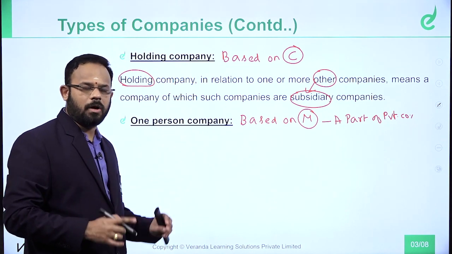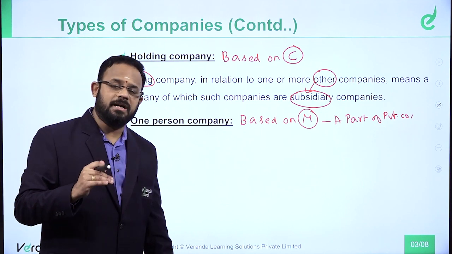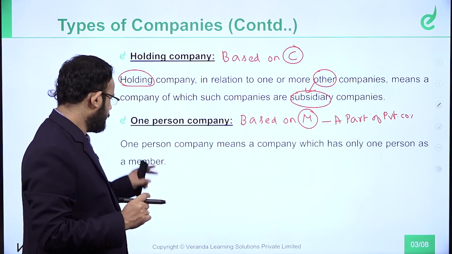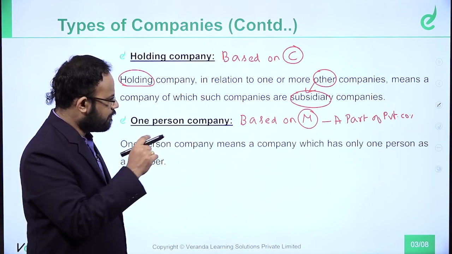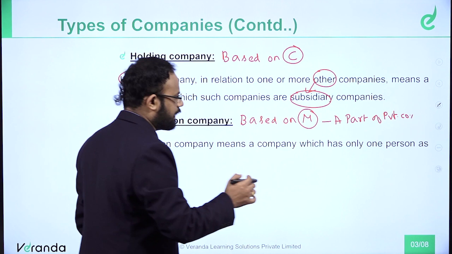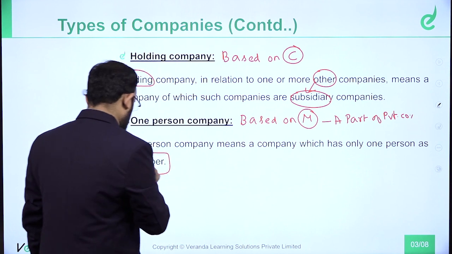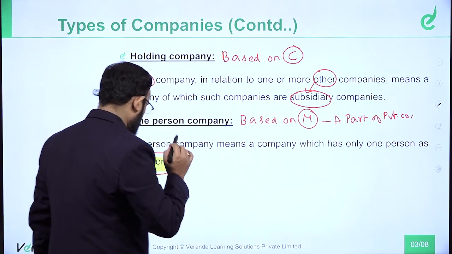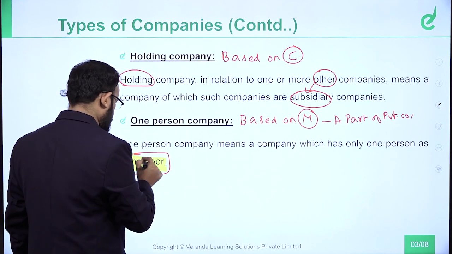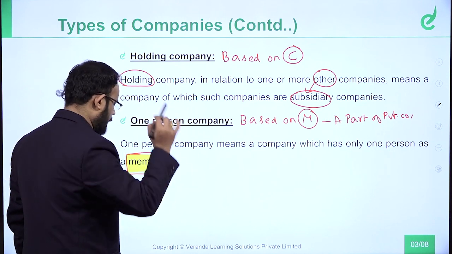One person company means what? Only one person as member, not director. Directors can be up to 15. In one person company, the member is going to be one. See the point here. One person company means a company which has only one person as member. So the keyword that I will underline is member. Members are different, and other things like directors are going to be different. So the point is very simple. One person company means who is that one person? One person is your member. That's how we will connect it and make it strong.